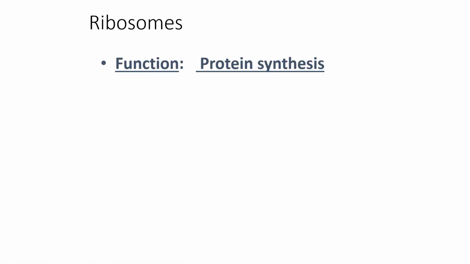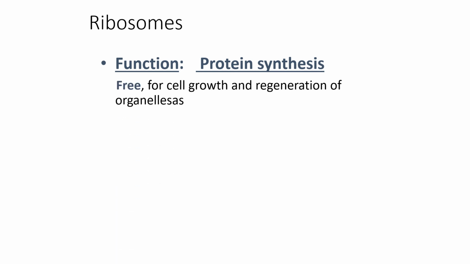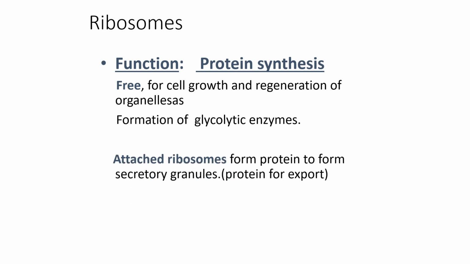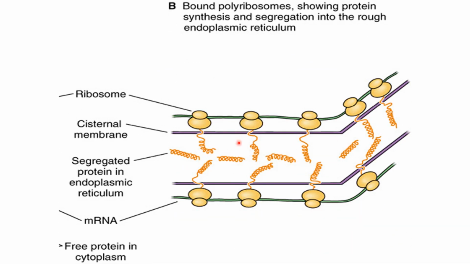What is the function of ribosomes? Protein synthesis. If they are free or polysomes, they make proteins needed for the growth and regeneration of the organelles and for forming enzymes. If attached, they form proteins that will be secreted out of the cell, proteins for export, such as hormones, albumins, and others. Here are the attached ribosomes, joined together by the messenger RNA and attached to the rough endoplasmic reticulum through the large subunit by the ribophorin, and this is the protein that will be produced inside the rough endoplasmic reticulum.